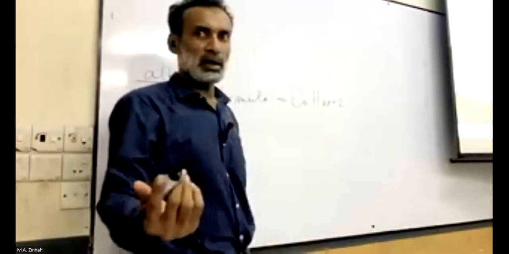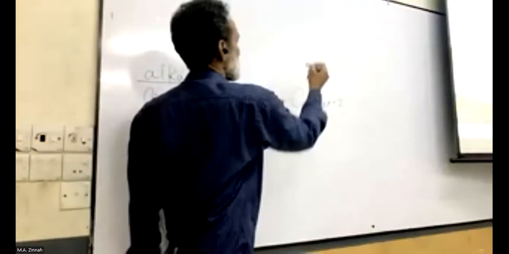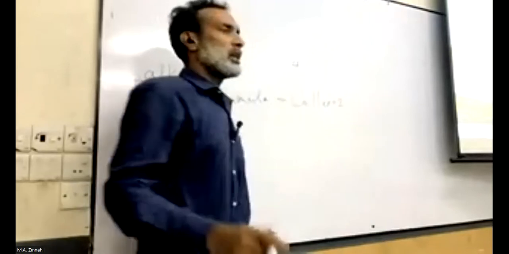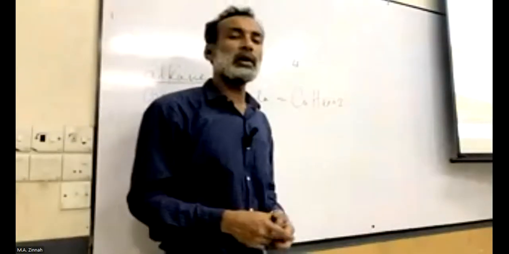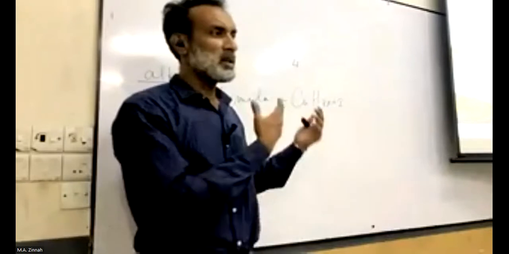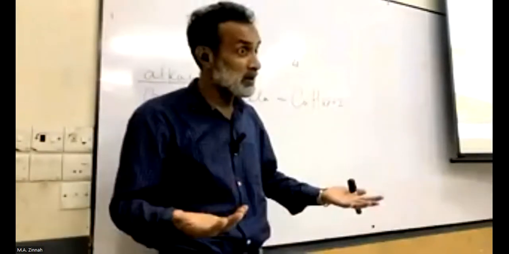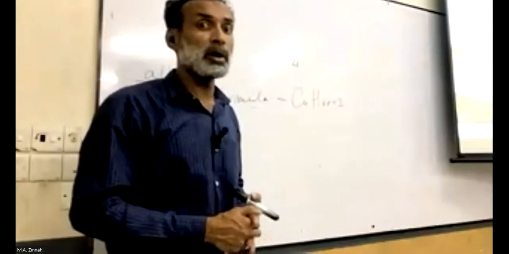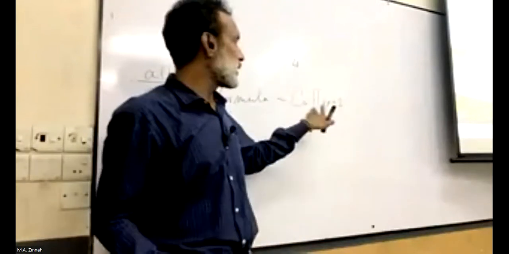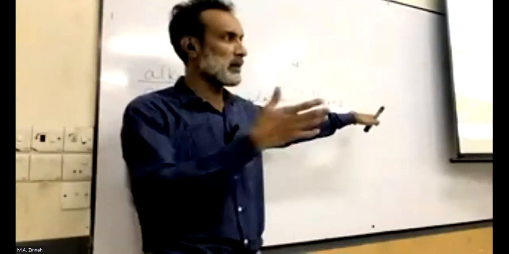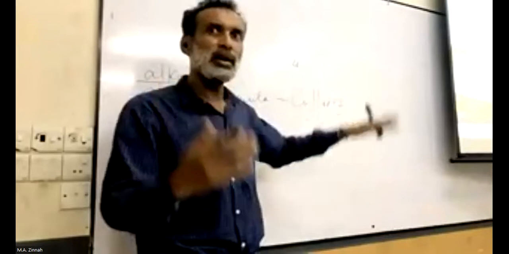Then what is this? Only C, and how many hydrogens will there be? 4. So CH4. You may get a question: write the formula of the second member of alkane. Can you write that? n equals 2. Then accordingly you will get it. Everybody clear?